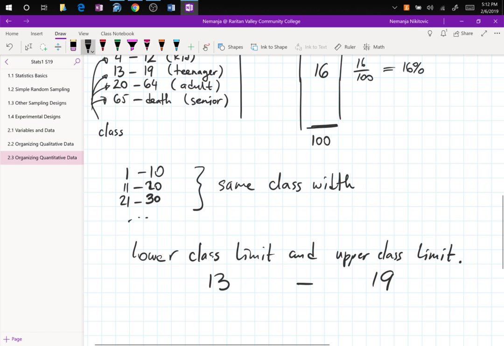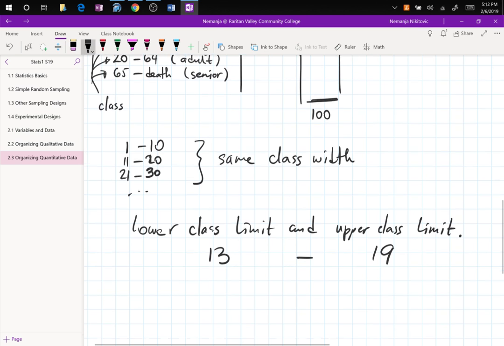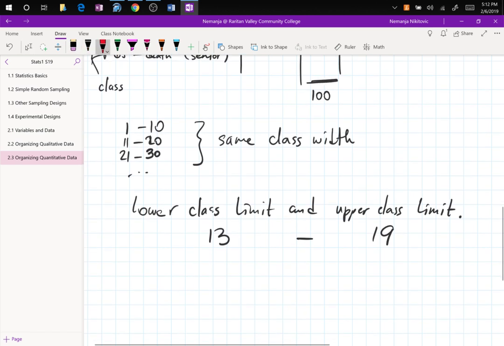Cut point is just more specific, so they say under. So this is for continuous data. So cut point.